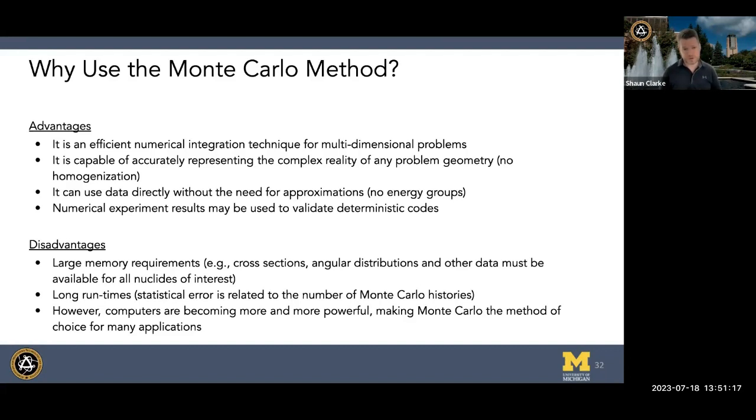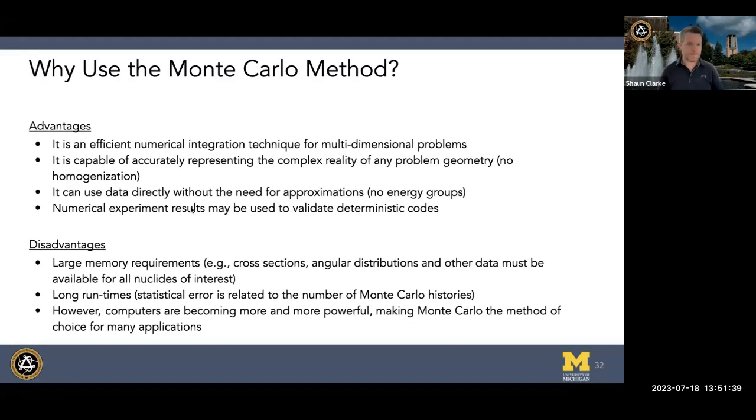Because of this, we can also use Monte Carlo as kind of an analog to a numerical experiment. So in many ways it can serve as a nice way to validate deterministic codes, which often have assumptions such as energy groups or spatial homogenization, things like that. So it's very good. What are the downsides though?